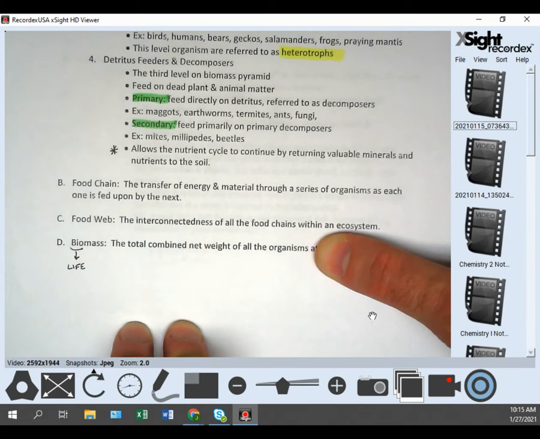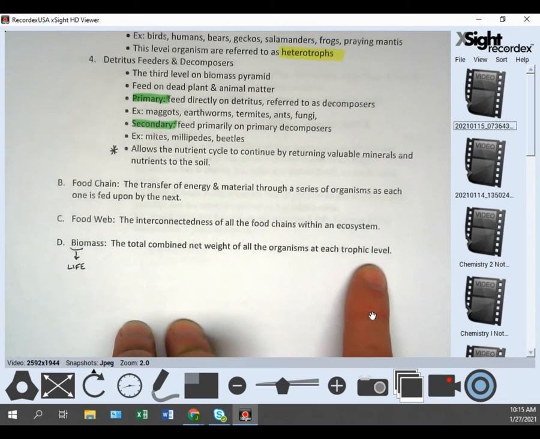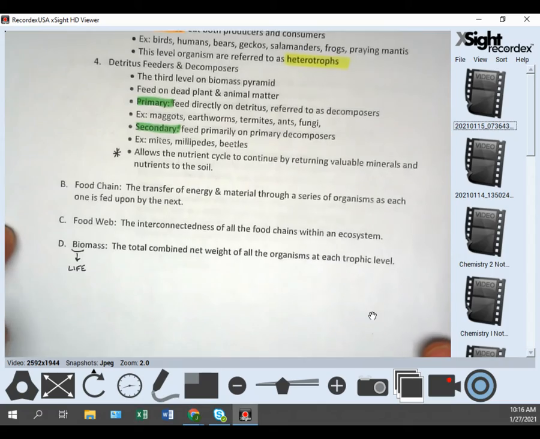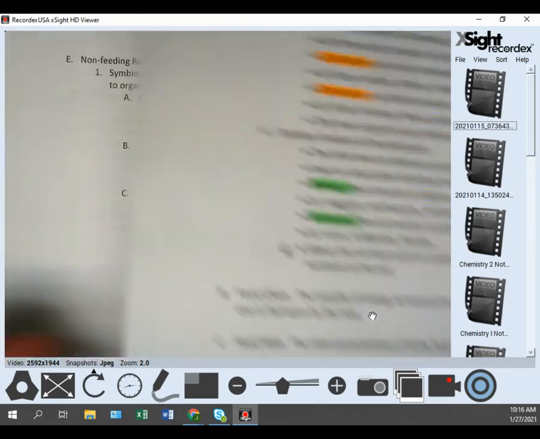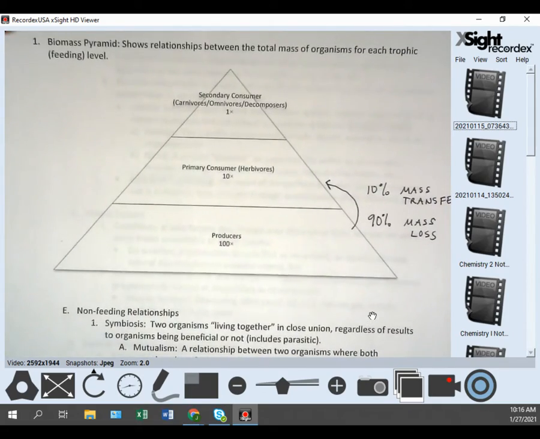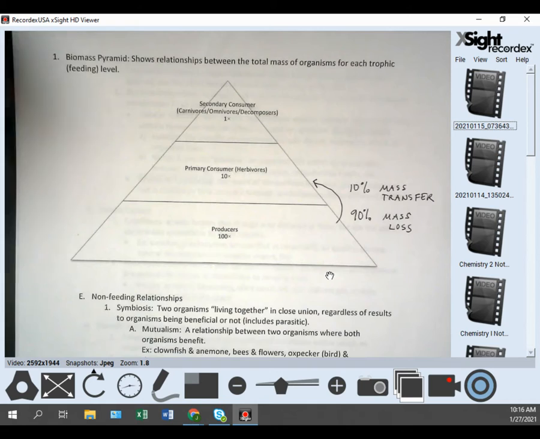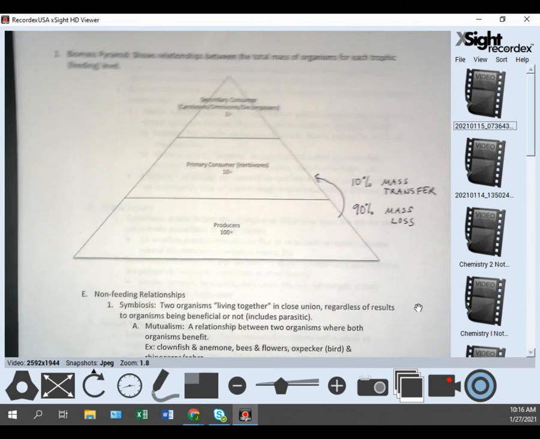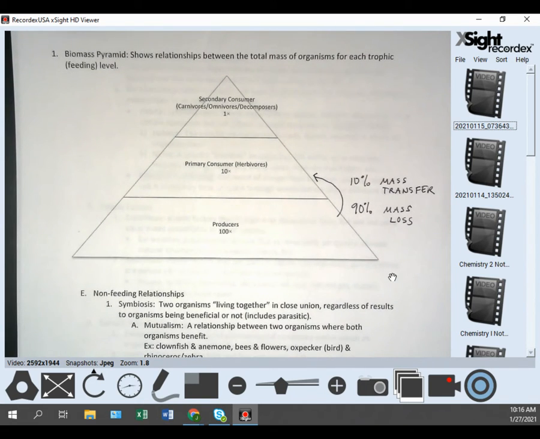Now, when we talk about a biomass pyramid, we're breaking them into trophic levels. But literally, if you had a ginormous scale and piled all the living stuff in an area onto it, that would be representative of the biomass. All right, so let's take a look at the next page. This is the biomass pyramid that I've been referencing. The biomass pyramid shows relationships between the total mass of organisms for each trophic or feeding level.